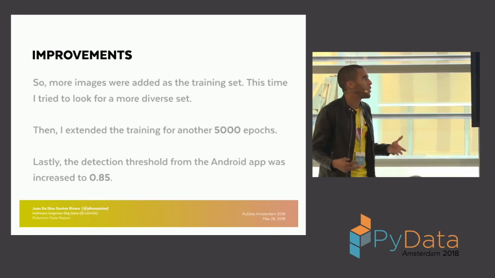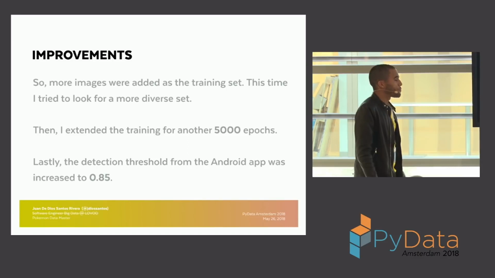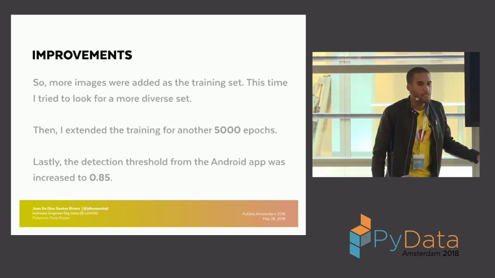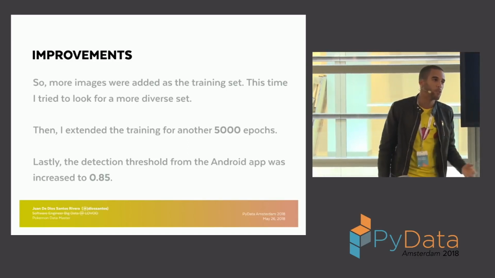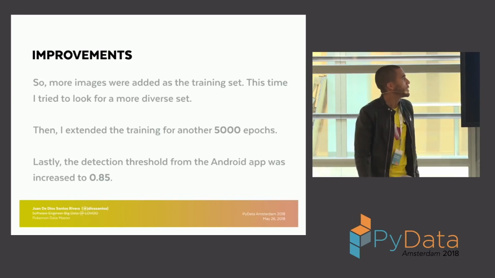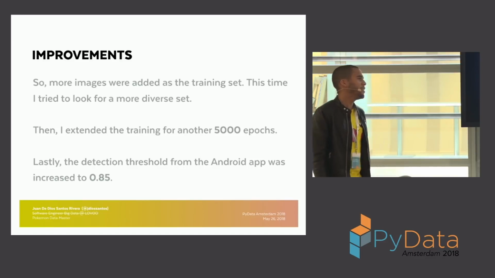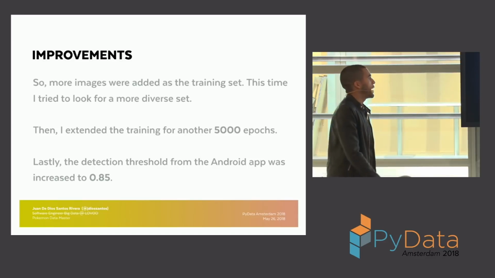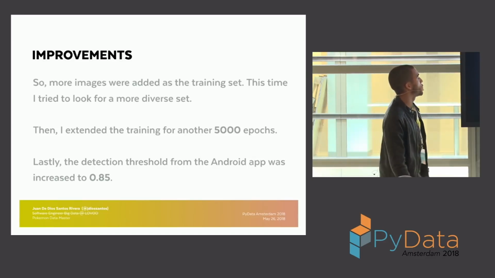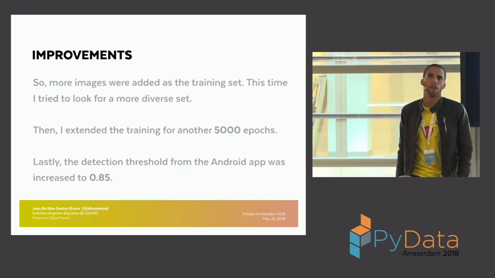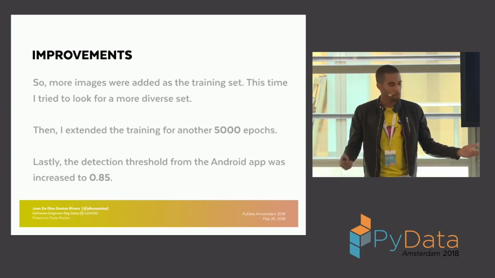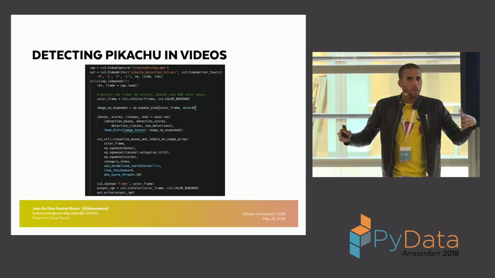So I decided to improve my project a tiny bit. So I added 70 more images. This time I really tried to get more side images of Pikachu. Then I extended my training for another 5,000 epochs. And lastly, this is like a fix. I changed the detection threshold on the Android app to 0.85. And it was better.